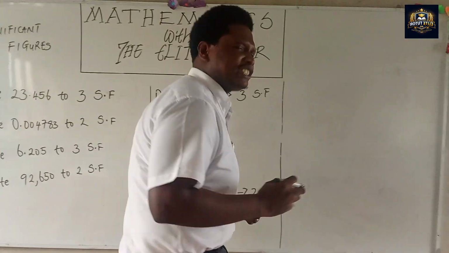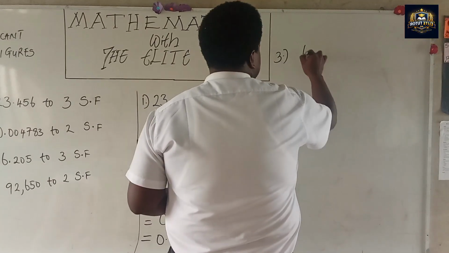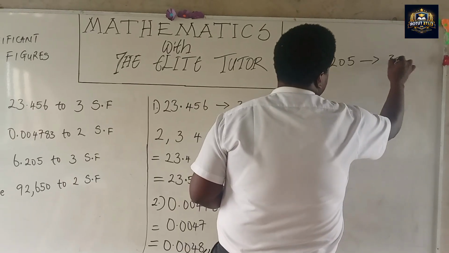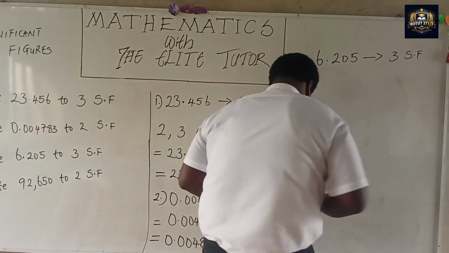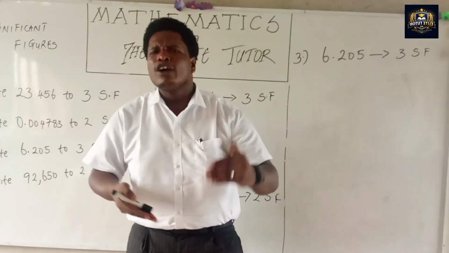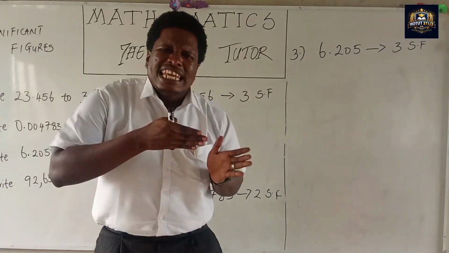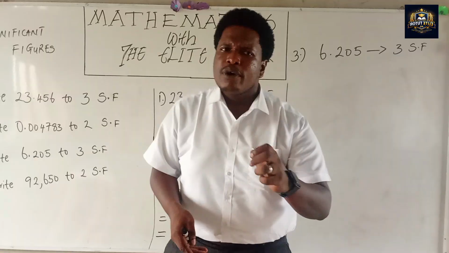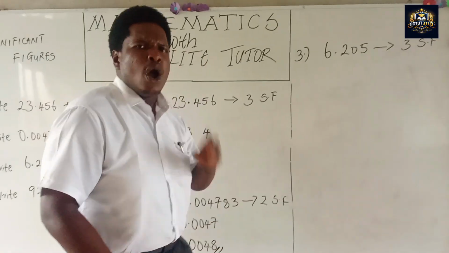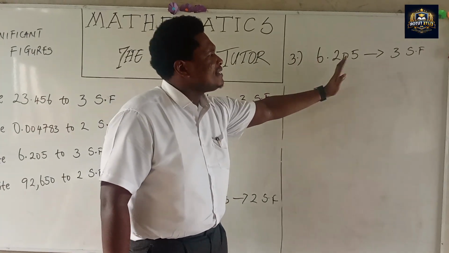Now let's look at illustration 3. I want you to follow closely. Illustration 3, we have 6.205 to 3 significant figures. Like I said earlier, when we have 0 between non-zero digits, it makes that 0 a significant figure. But when we have leading zeros, it cannot be counted as a significant figure. Now, how many significant figures do we have here? We have 4 significant figures. What are the significant figures? We have 6, we have 2, we have 0, and we have 5.